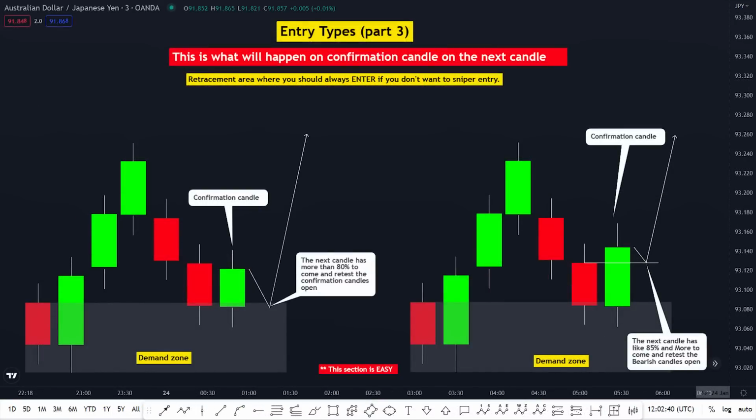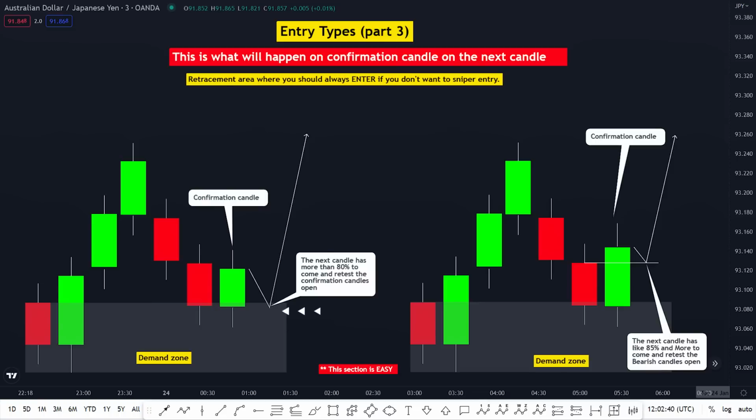Because we know we have two different types of confirmation candle, in this part 3 you will learn what will happen on the next candle. And 90% of the time it likes to do that. So on the first one we can see that price touched the zone and closed with a candlestick that is not an engulfing candle. So the next candle is likely to come and retest the open of the confirmation candle.